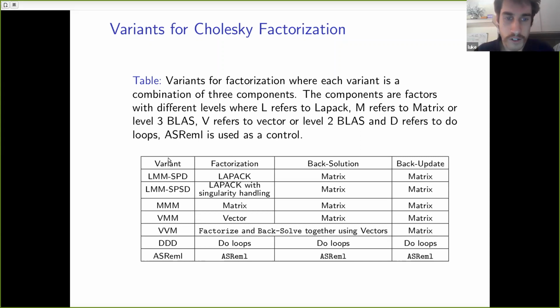The variants are parameterized essentially by these letters. The L refers to LAPACK, M refers to matrix or level 3 BLAS. LAPACK refers to like an optimized routine specifically for that task. M refers to using matrix algebra to sort of just do it. V refers to vector or level 2 BLAS. And D refers to just running in do loops as a reference.